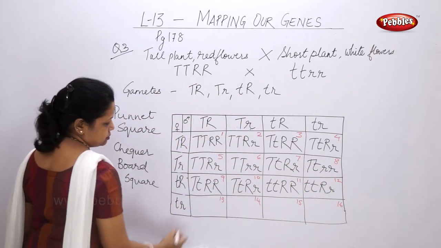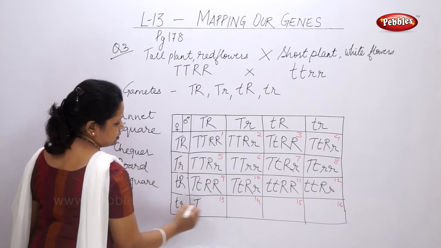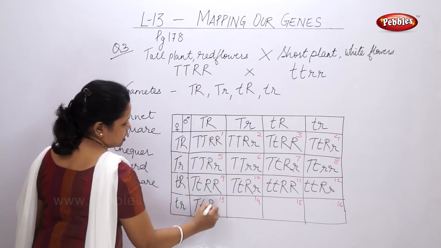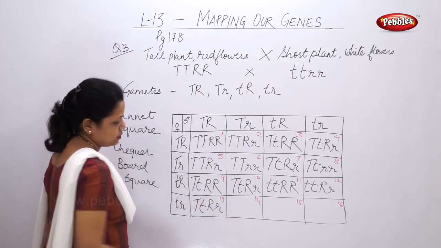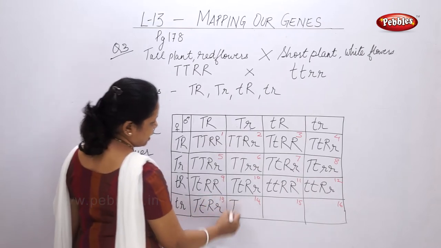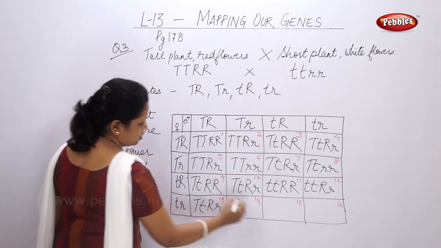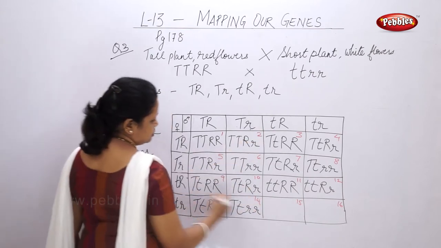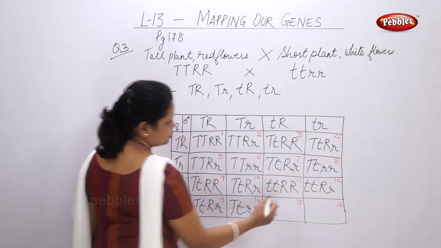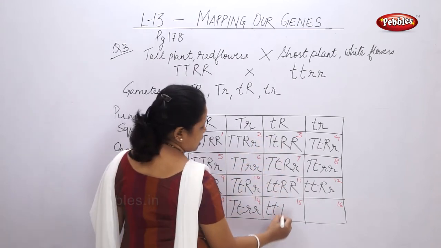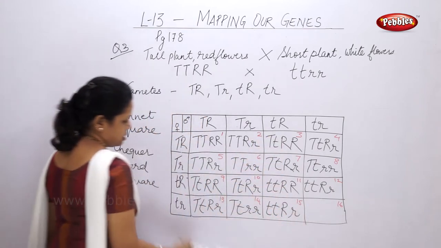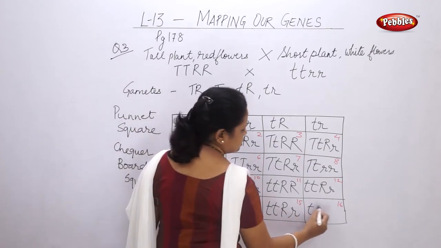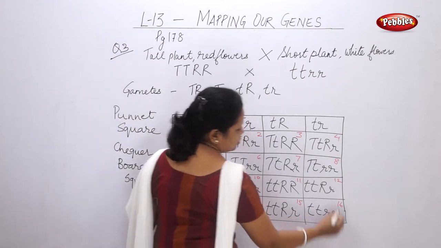Now the last row. Capital T here, small t, capital R, small r. Now here, capital T, small t, both r's are small. Here both t's are small, so both t's small. Here, capital R and one small r. And here, both t's small, both r's small.